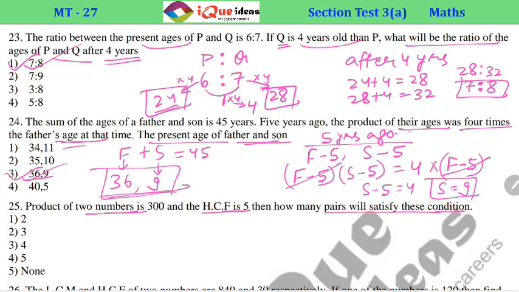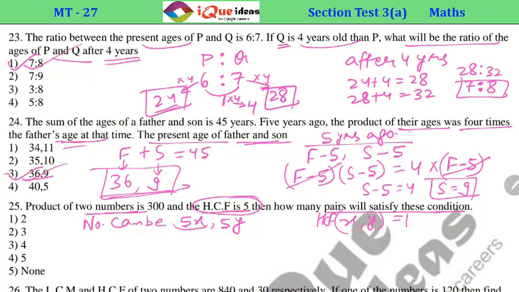Again, if you have gone through the theory lectures, you must remember that HCF is given as 5. That means the numbers can be taken as 5x and 5y. Remember, x and y should not have anything common. HCF of x and y should be equal to 1. That is the condition, because the numbers are 5x and 5y. 5 should be the only common factor, the only highest common factor.